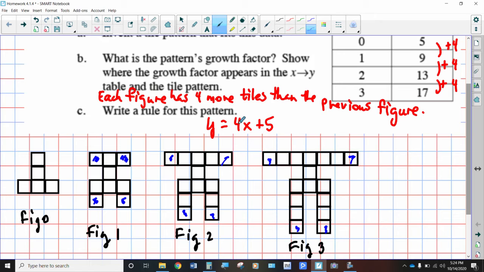So by the time you get to, say, the 10th figure, it will have grown by 40 from the original 5, because 4 times 10 is 40, and so it would have a total of 45. And we could go into detail about where those would all be, but let's not get into that kind of detail. We just know that from this growth and this starting point, this is the rule that applies to this situation.